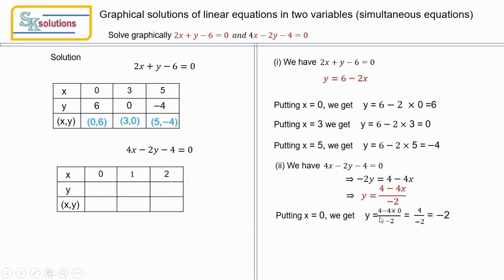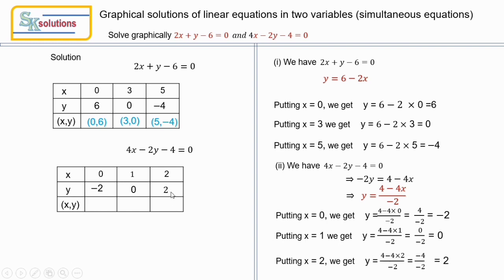Let's put x equal to 0, we get y equal to minus 2. Let's put x equal to 1, you get y equal to 0. And let's put x equal to 2, you will get y as 2. So the coordinates of these points are (0, minus 2), (1, 0) and (2, 2).